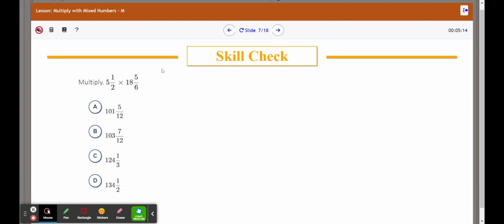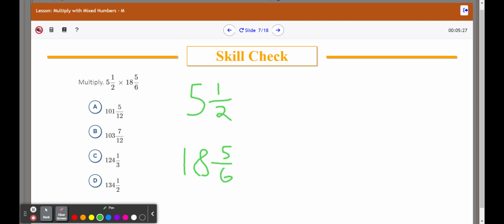Another example, and yes, this number is going to get quite large as well. So I've got two mixed numbers, 5 1/2 and 18 5/6. First steps first, convert into an improper fraction. So 2 times 5 is 10, plus 1 gives me 11/2. Same thing, next number.